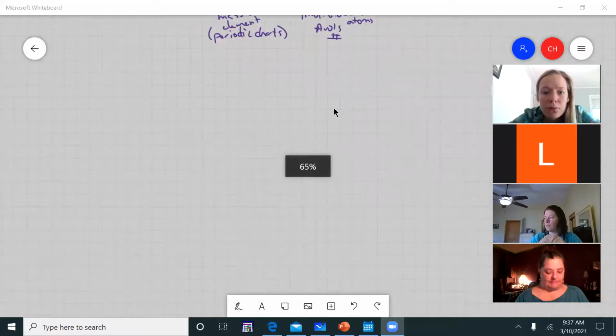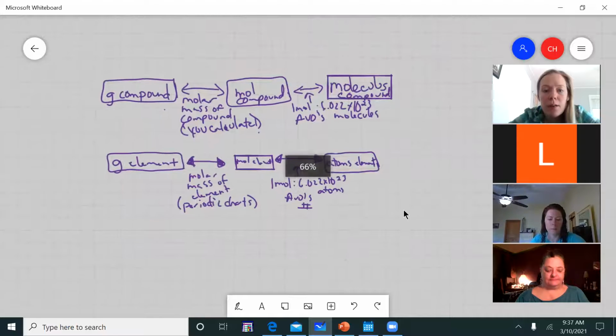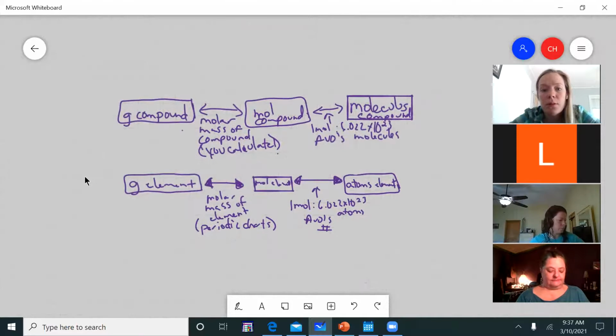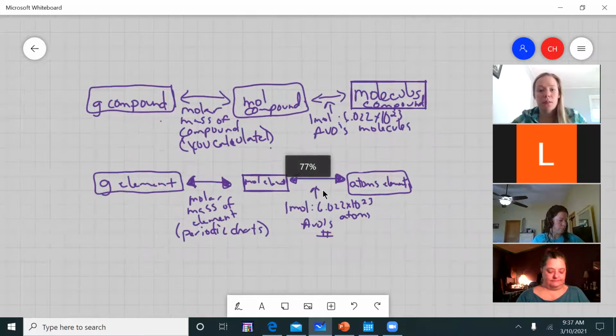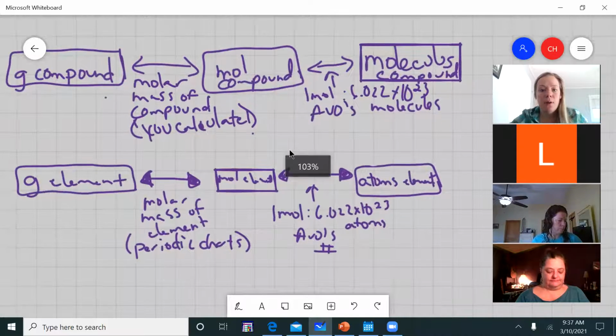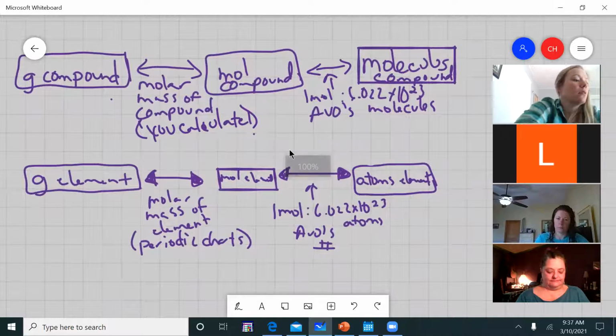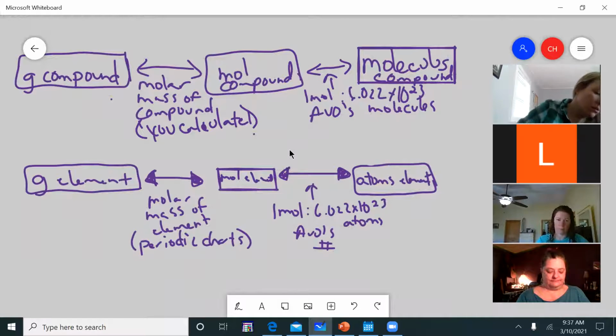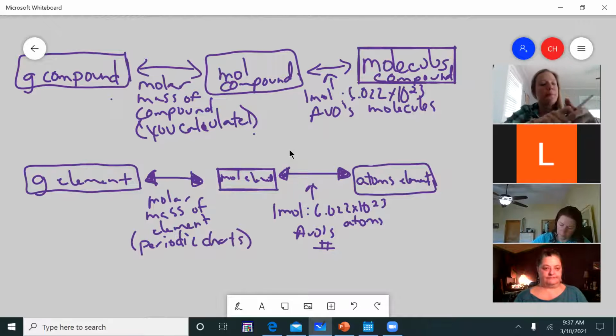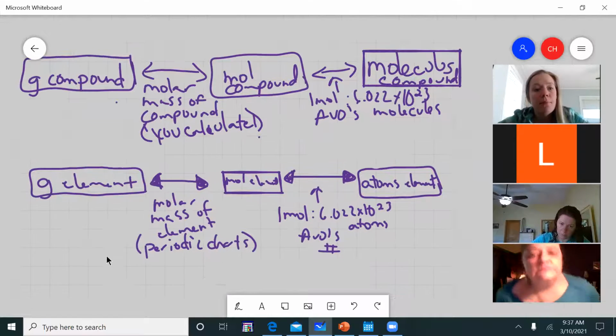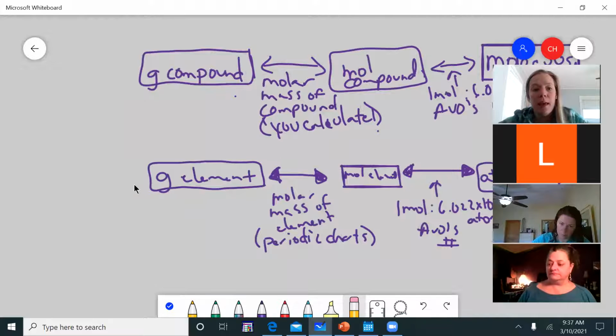So we left off talking about calculating molar masses for compounds. To review this flow chart, we've got two different branches. The top one has to do with a compound. The bottom one has to do with elements.